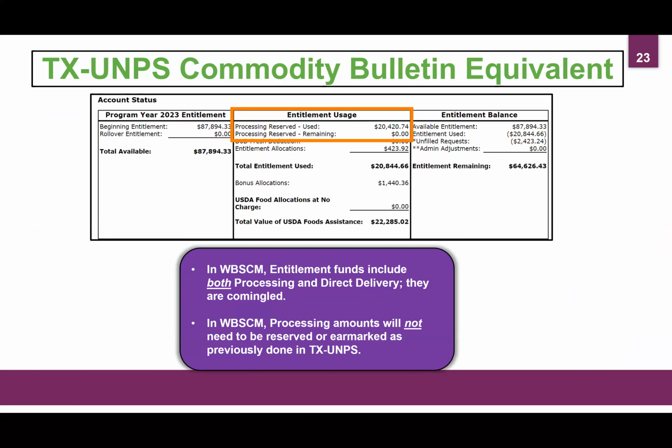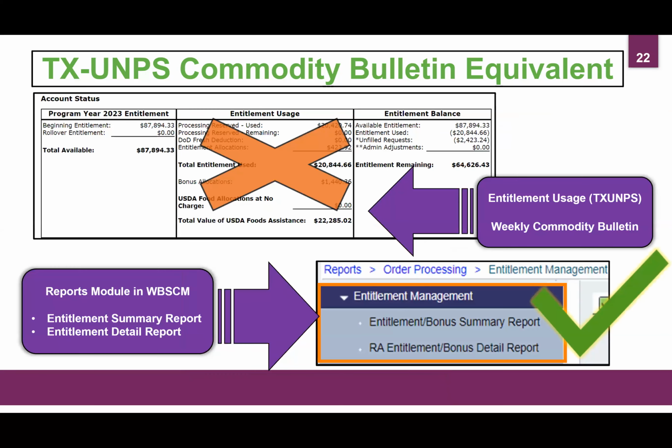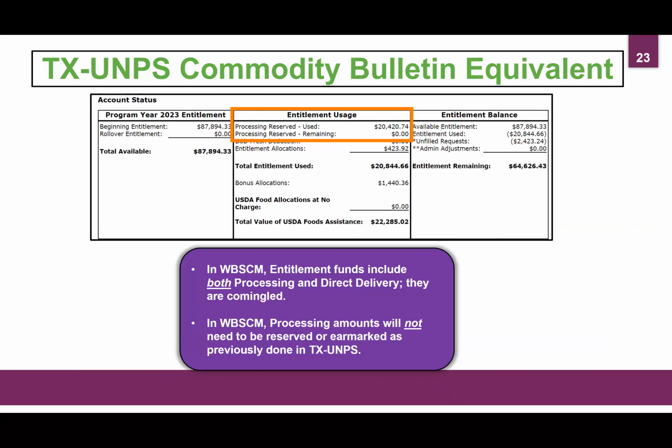Okay, this is showing us the entitlement usage part here. So in WebSCM, funds include both processing and direct delivery. As I said before, they are commingled. In WebSCM, processing amounts will not need to be reserved or earmarked as previously done in TH1PS. So when you all would do your allocations and say, okay, I'm going to put so much over here for processing, you will not do that in WebSCM. So I'm going to go forward.